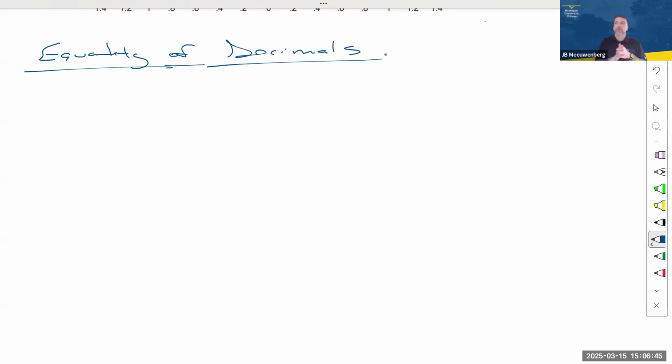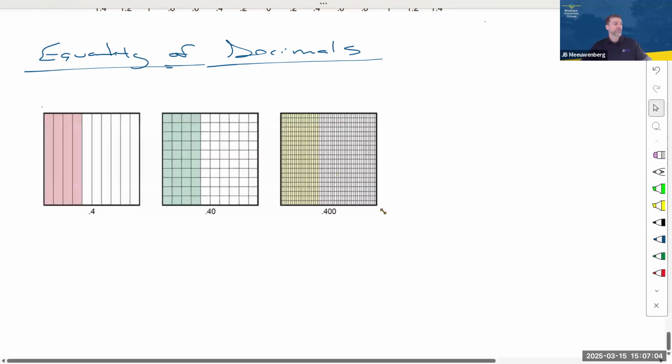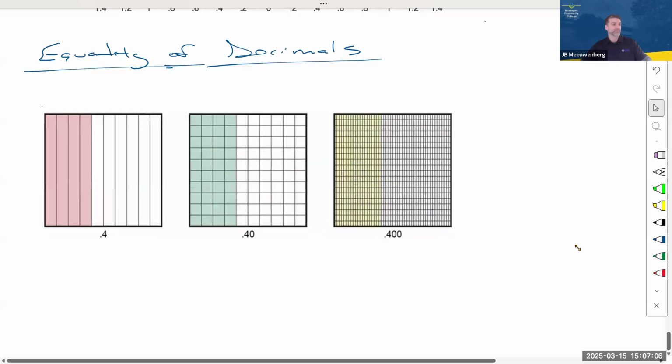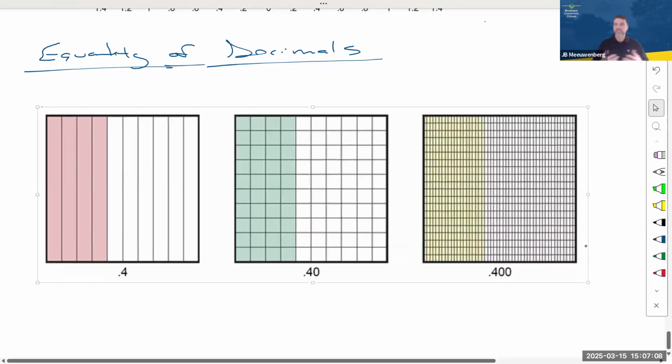This is familiar to us. We did a lot of work with fractions and finding common denominators, and we showed that two fractions can be equal even though they don't look the same. Decimals are the same way, and it's related to that same concept of fractions. And so here is a great example. And again, you have manipulatives that look like these as well.